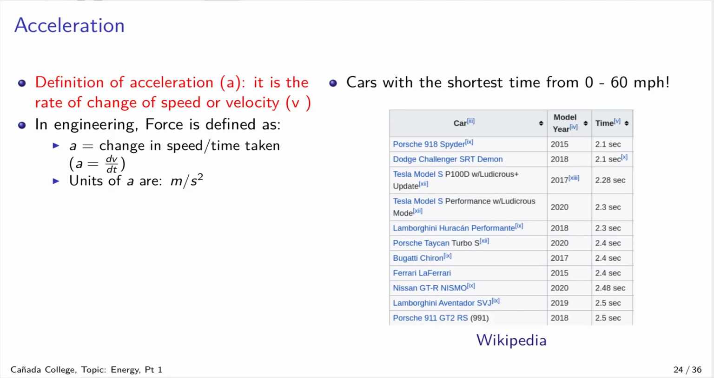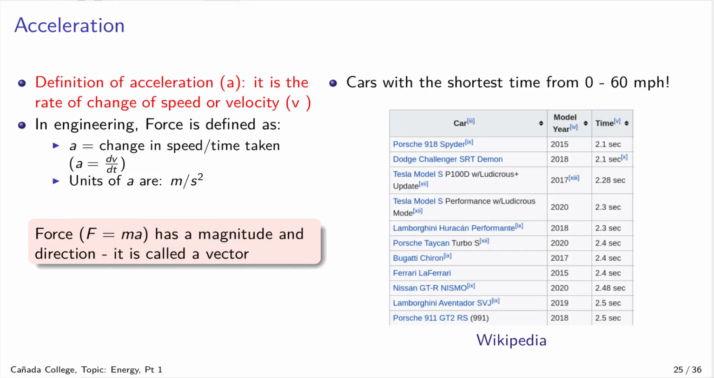Okay. In engineering, acceleration is defined as a equals change in speed by time, and this is a formula that you will find in engineering textbooks. A equals dv over dt. dv here designates the change in speed or change in velocity, and dt here designates the change in time. So in this case, the change in speed or velocity is 60 minus 0, and the change in time here is 2.1 seconds. The SI units of acceleration are meters per second square.